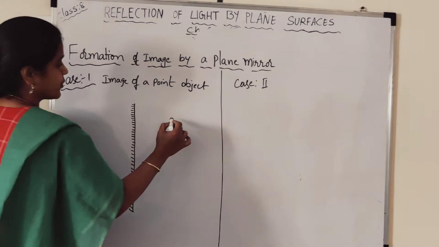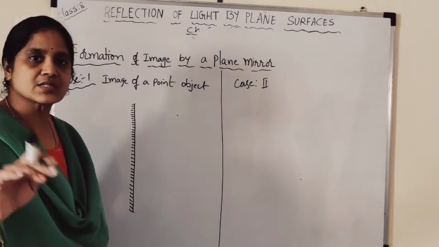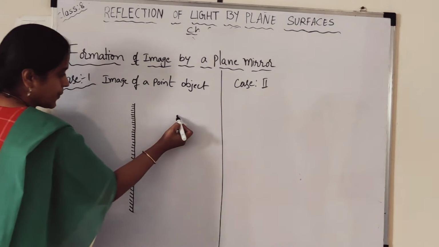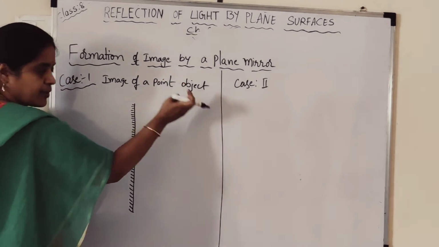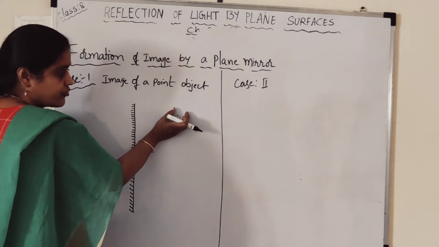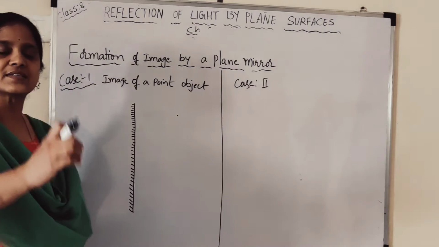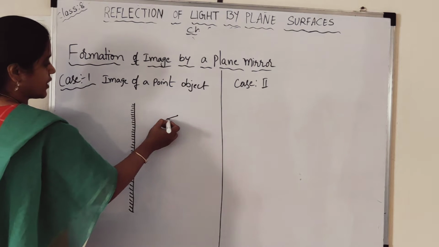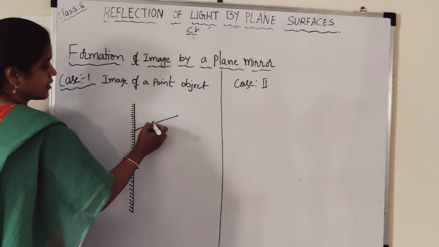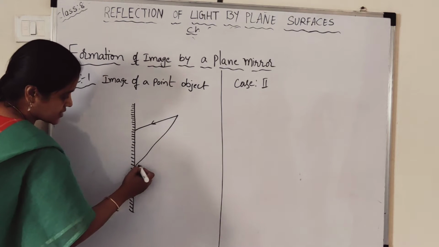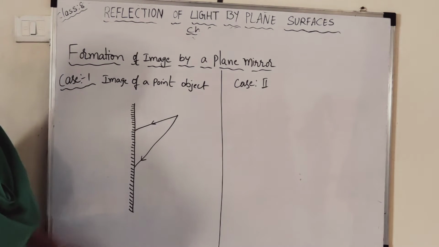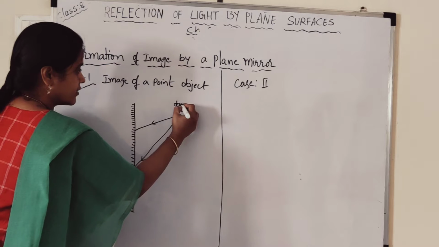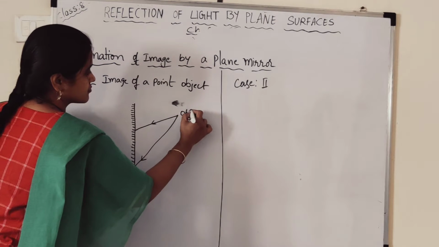Now if you place a point object, meaning without height, the point size means like a point only. If you place a point-size object in front of your plane mirror, to draw the ray diagram you must take at least two rays. So we will take two rays of light incident on the mirror from this object. Here the object we will represent with O. I will write here object O.